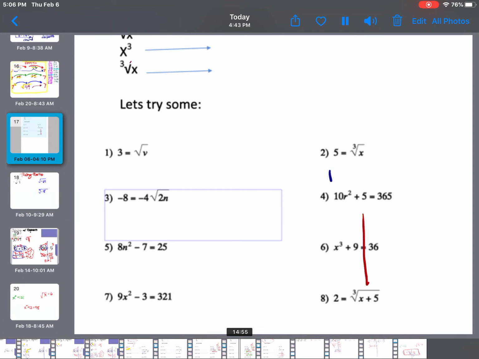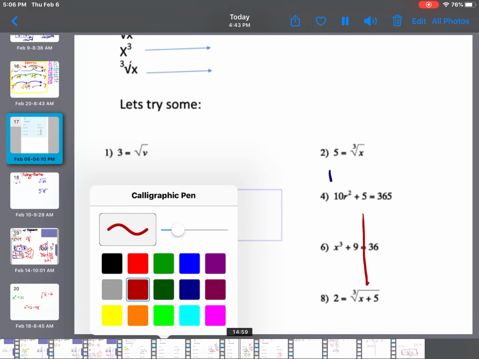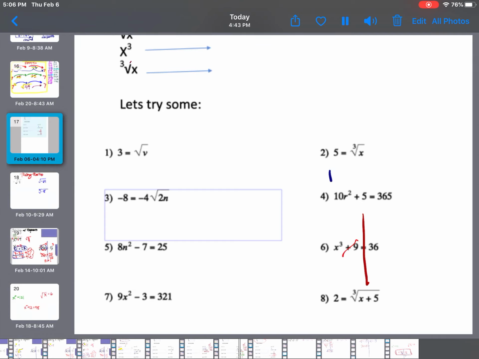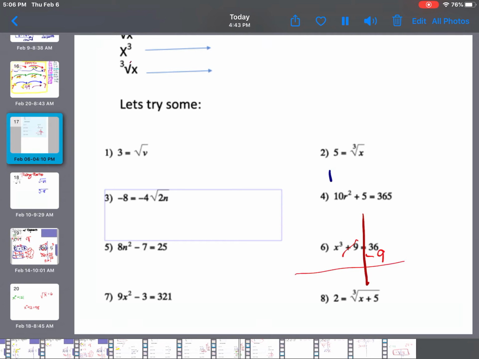So I want you to pause the video and try number 6. Give number 6 a try on your own. Here's the solution for number 6. When we do order of operations, we're going to start with the add and subtract first. That's going to be minus 9. That gives me 27.